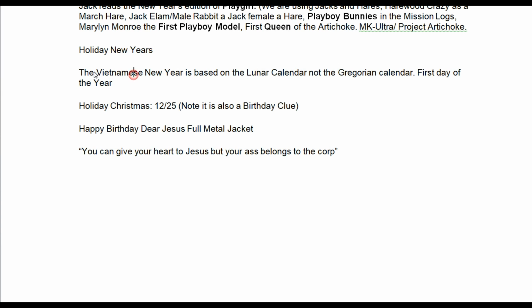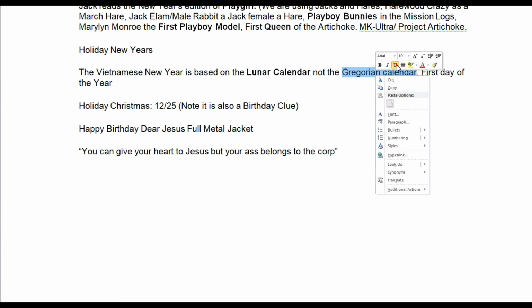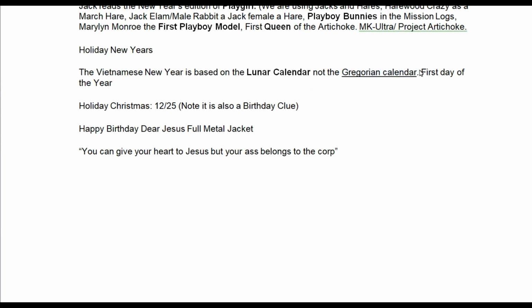So I find it interesting that Kubrick includes the Vietnamese. The Tet Offensive was slated to happen on the Vietnamese New Year, and they based it on the lunar calendar. So the people in Vietnam were not really using this calendar. So I find that interesting. And of course, if you're Vietnamese and it's the New Year, it's the first day of your year.